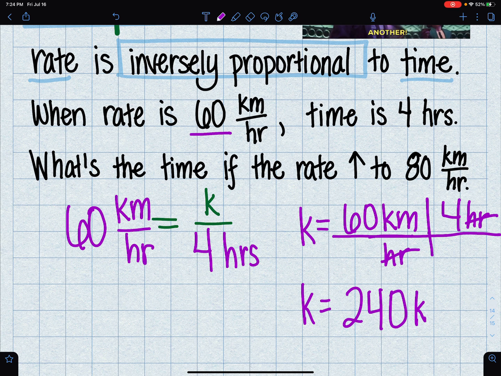Is that the correct units? Yeah, I think so. Okay.